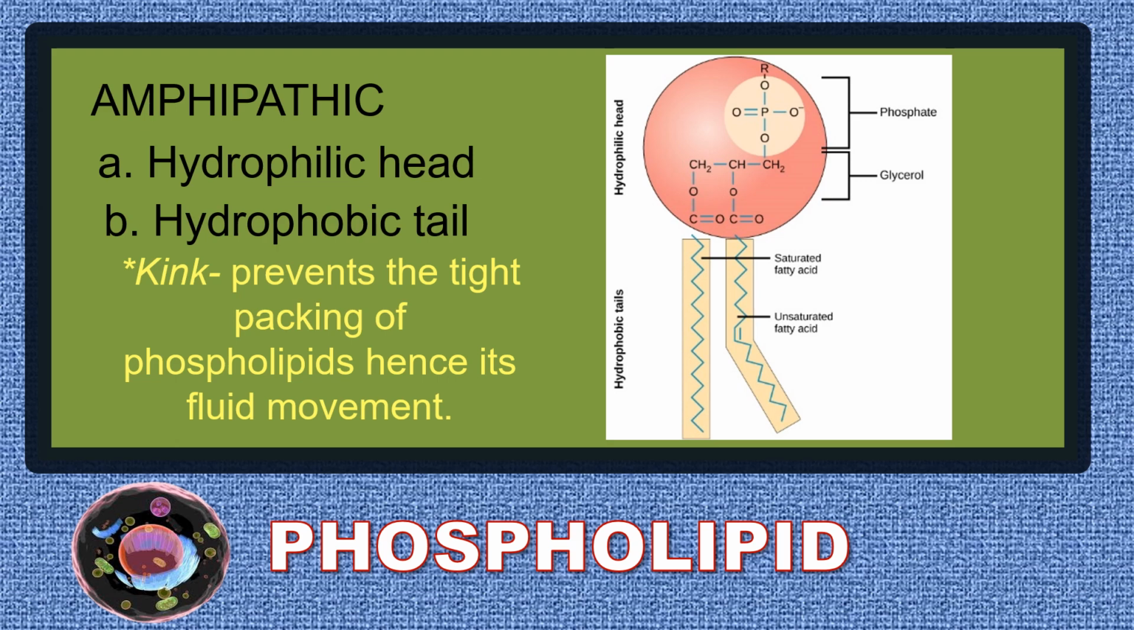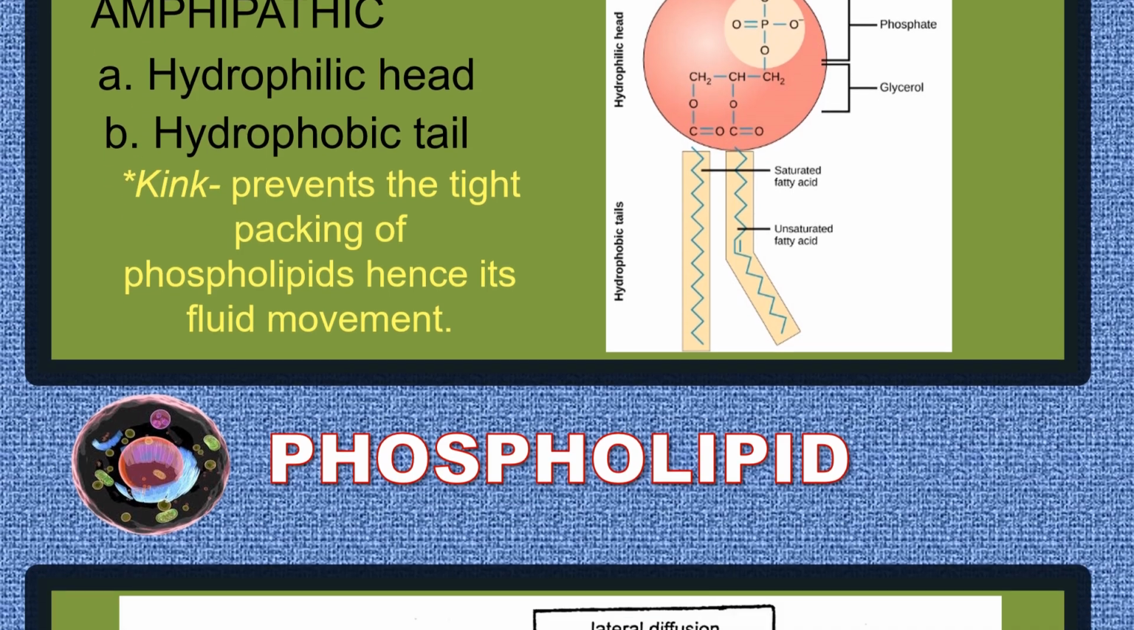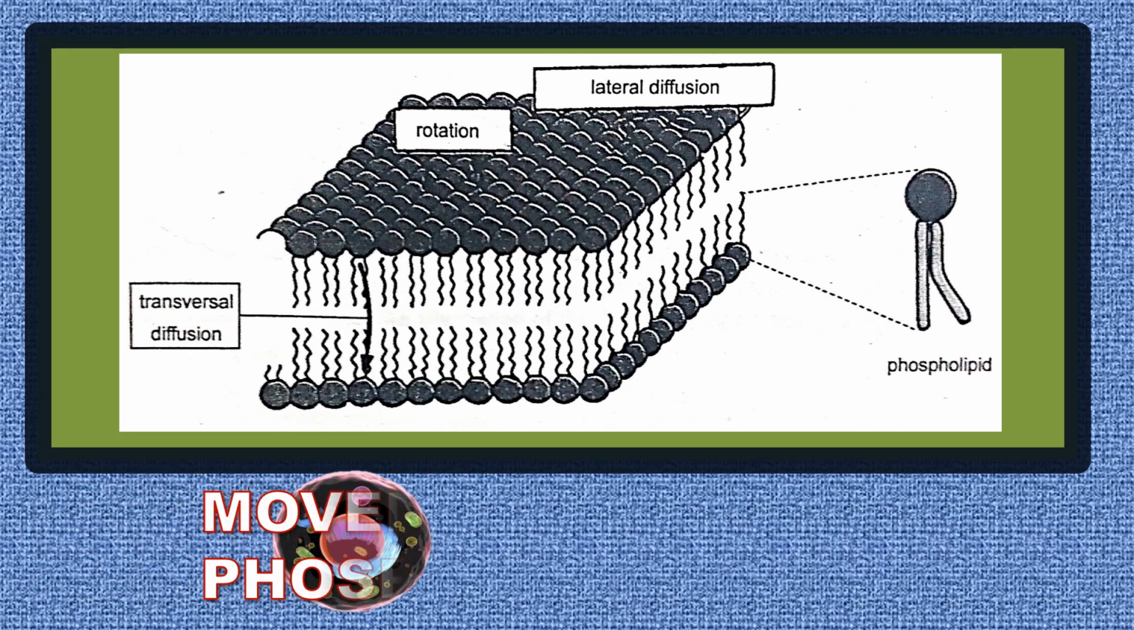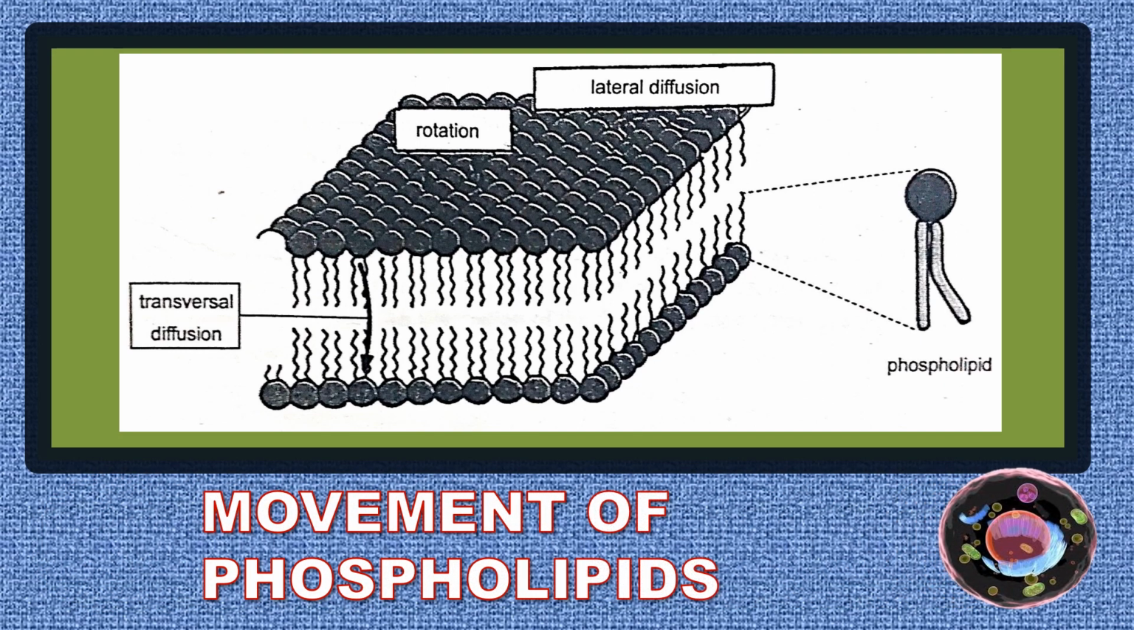On the tail of the phospholipid is a kink. The kink is due to the double bond in the unsaturated fatty acid. The kink prevents the tight packing of the phospholipid, hence its fluid movement. A phospholipid can move in the bilayer in several ways. A phospholipid can move on its axis through rotation. It can also move sideward through lateral diffusion.